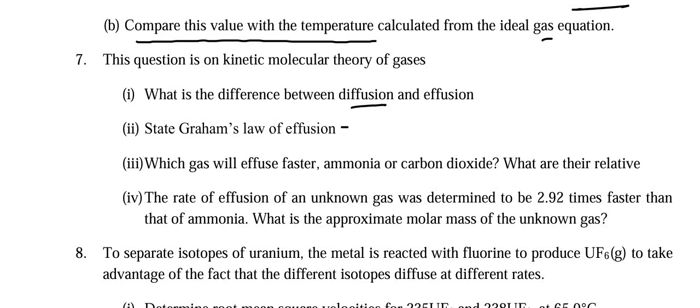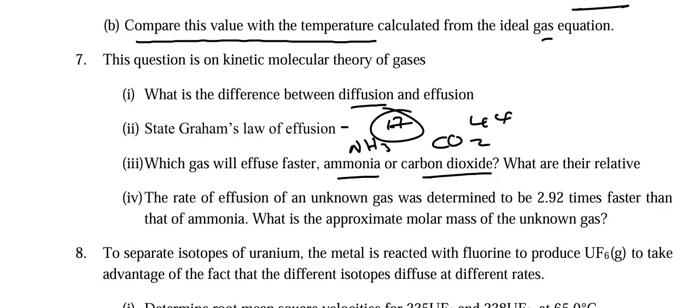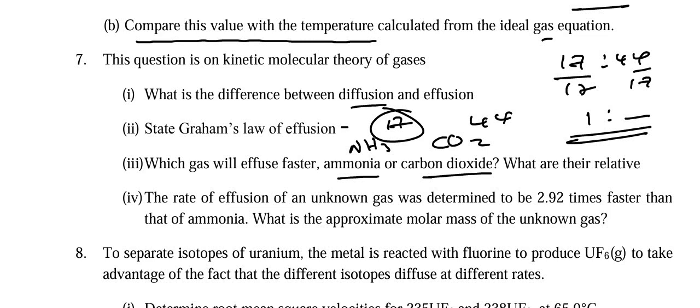Then here it's saying which gas will effuse faster between ammonia and carbon dioxide? You simply check the molar mass. This is ammonia, NH3, that's 3 plus 14, that's 17, then this is carbon dioxide, 44. Which one will effuse faster? Ammonia will be faster because it's lighter than this. What is the relative ratio? Just do 17 to 44, then divide by the smallest. The smallest is 17, divide by 17. This will be 1 to a number on this side. So if you divide 44 by 17, what do you get? 2.588.